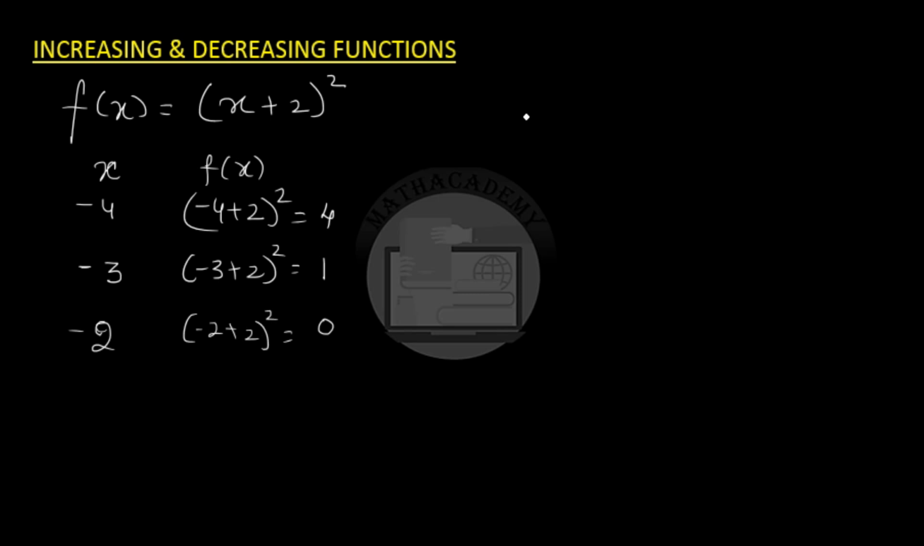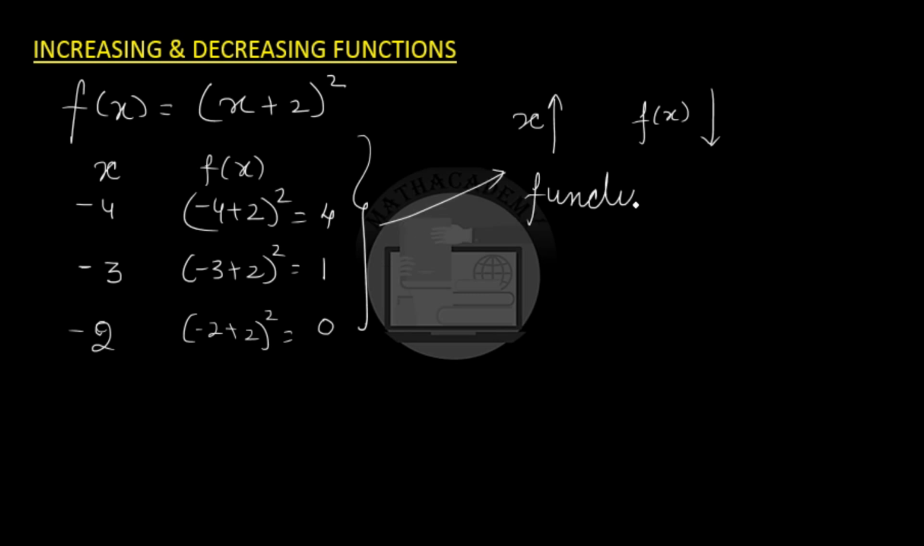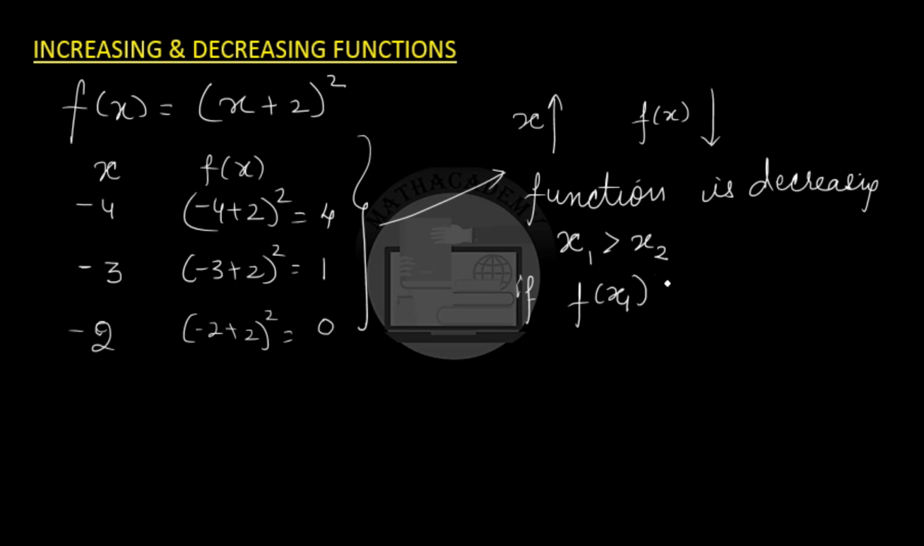Till this point, as x is increasing, we see that f of x is decreasing for this particular part till minus 2. So here the function is a decreasing function. So when x1 is greater than x2, if f of x1 becomes less than f of x2, then such functions are decreasing functions.